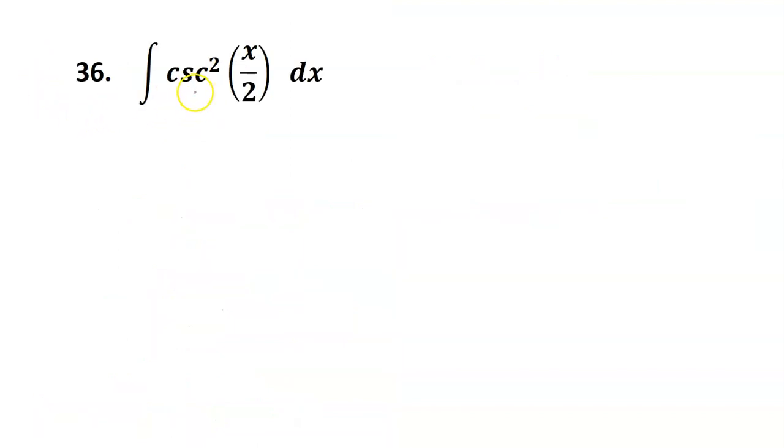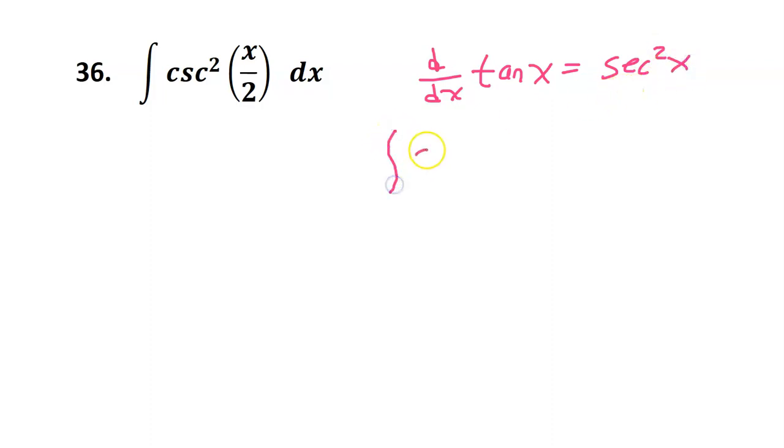Looks like we got a trig function, y'all. Let's review the rules off to the side. So remember that the derivative of tangent is secant squared. For that reason, the integral of secant squared is tangent.